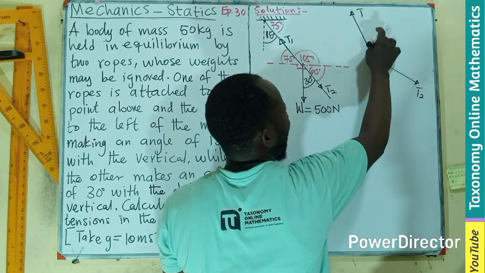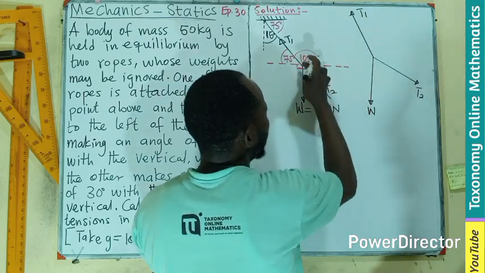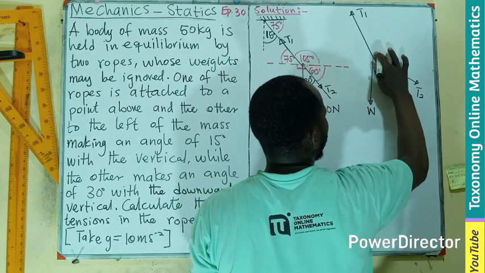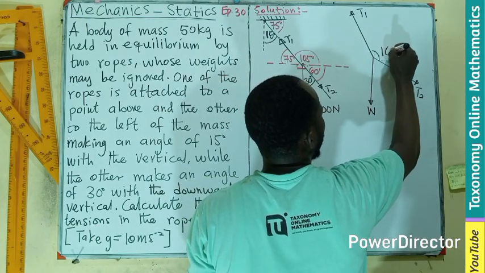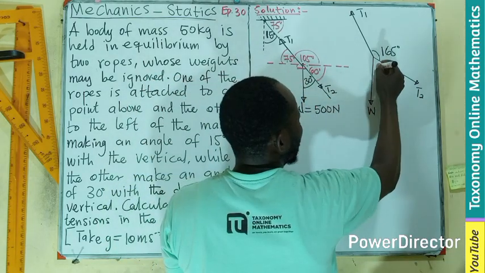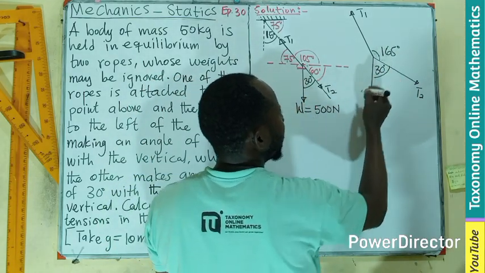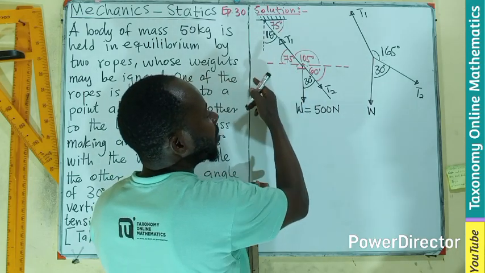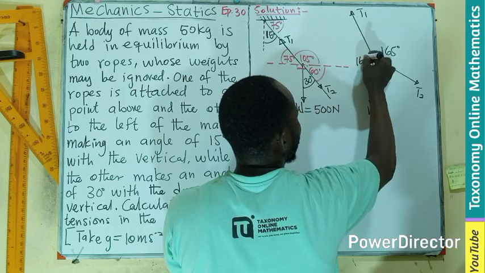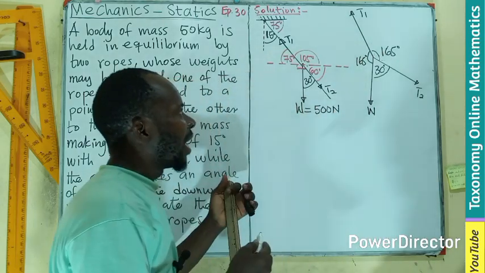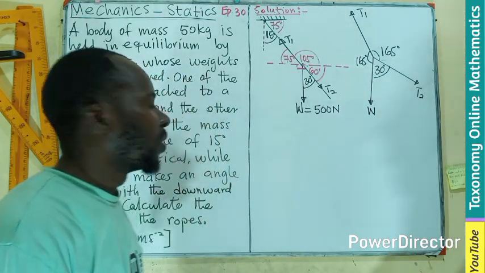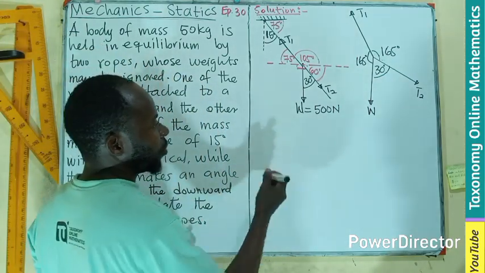The angle here is the angle between T1 and T2, which is the whole angle. That will give you 165, right? 165 degree. The angle between W and T1 still remain 30 degree. This is 90 plus 75, will still give you 165 degree. So these are the information that we can use with our Lami's theorem. So let's go.